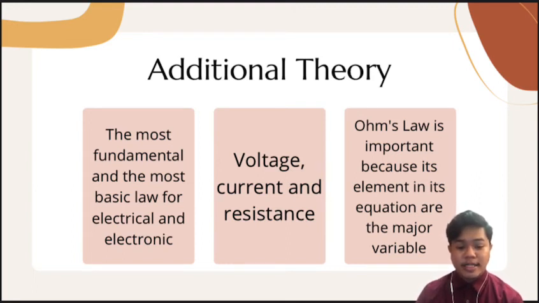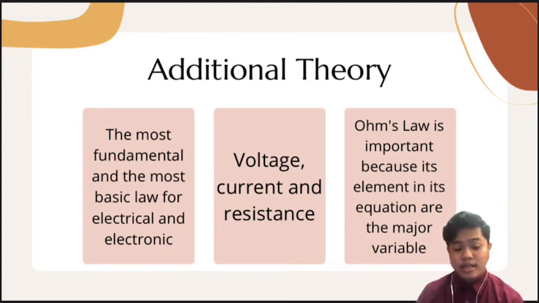So additional theory. Ohm's law is the most fundamental and the most basic law for electrical and electronic circuits. You can find all the basic elements in an electrical circuit. There are voltage, current, and resistance. For an AC circuit, you will replace the resistor with impedance. If we have the values of 2 from 3 elements, then we can find the third element easily.